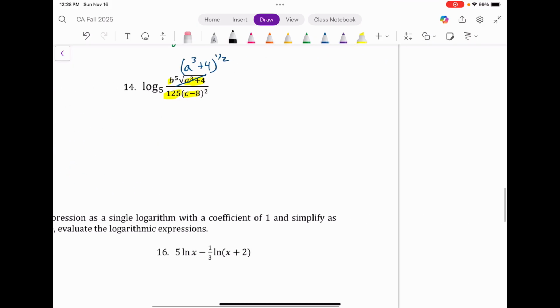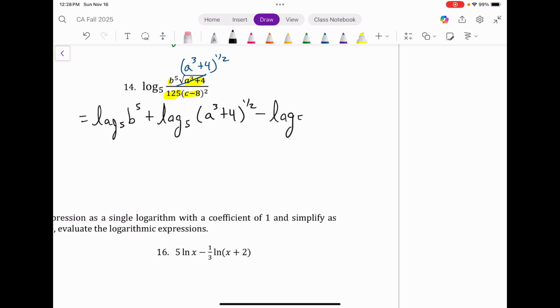Okay, so this is going to separate to log base 5 of b to the 5th plus log base 5 of a cubed plus 4 to the 1/2 minus log base 5 of 125. Since 125 is in the denominator, it gets a minus in front of the log. Same with c minus 8 squared. It'll get a minus in front of the log.